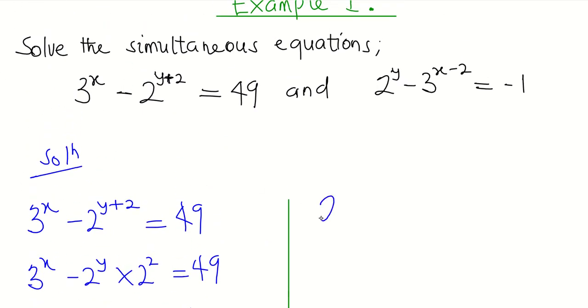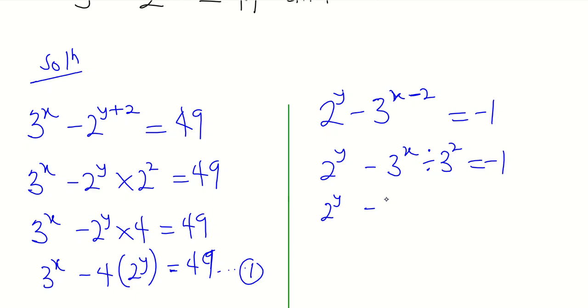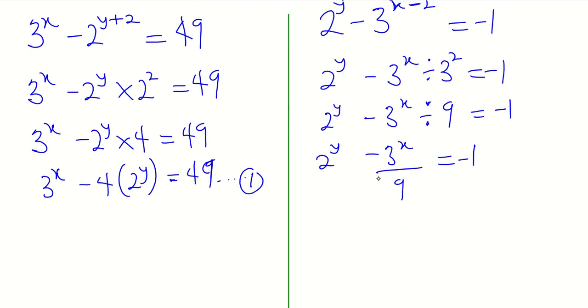That one, we have 2^y - 3^(x-2) = -1. Looking at 3^(x-2), it means originally the bases were dividing and we had to subtract the exponents. So we have 2^y - 3^x divided by 3^2, which is equal to -1. We can rewrite this as 2^y - 3^x divided by 9, where 9 is coming from 3^2, equal to -1. Now in this instance, we can see that our LCM here is 9.